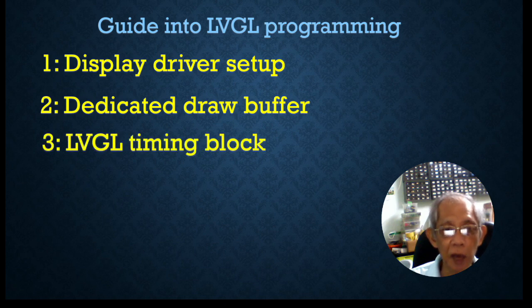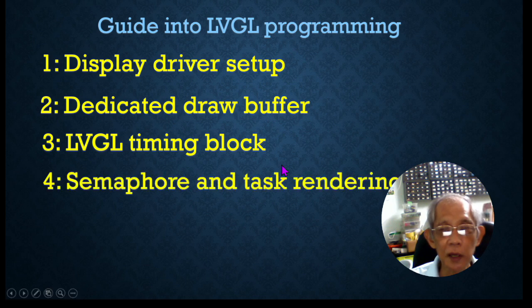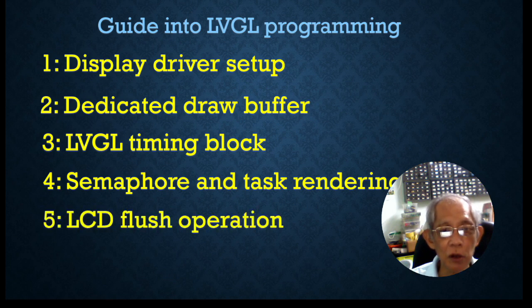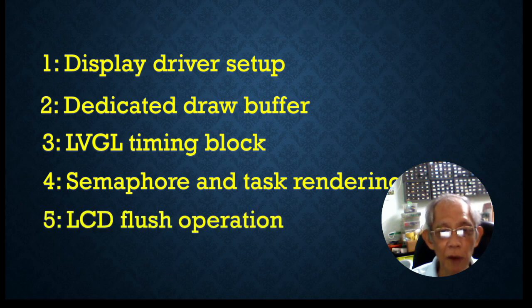Then we will come to timing. LVGL flushing will require its own timing block. This defines how fast the TFT screen will be updated. A semaphore is a kind of mutual task lock mechanism. This ensures no resource conflict, as LCD data flushing is quite a heavy task. Flushing operations will transfer the draw buffer content into the LCD buffer. So these are the steps in the LVGL drawing process.